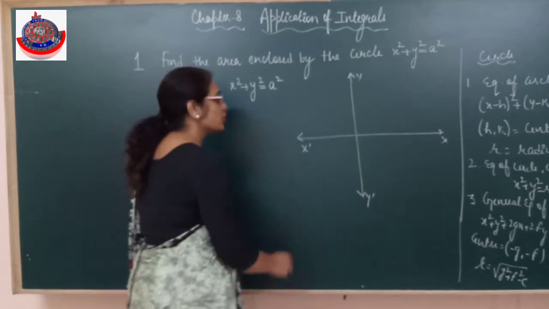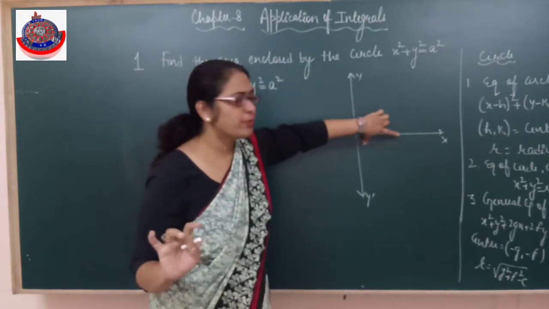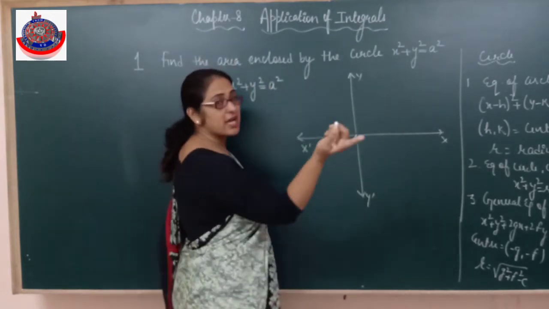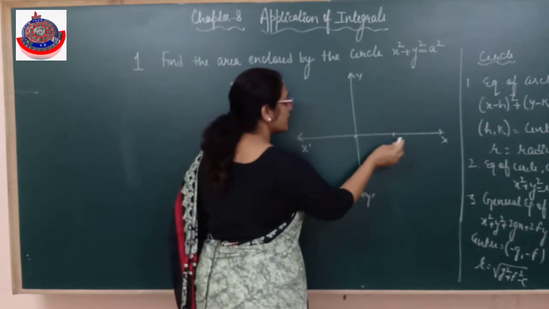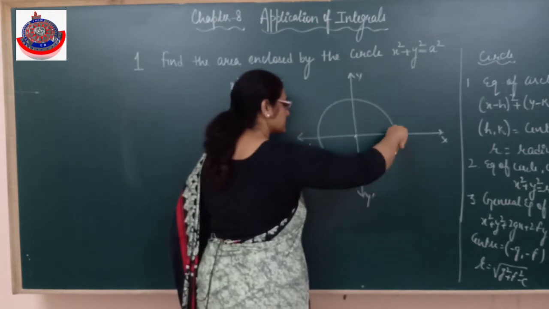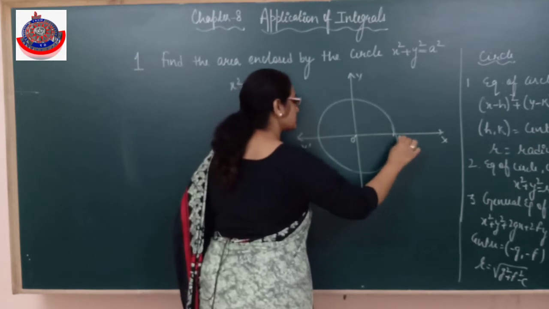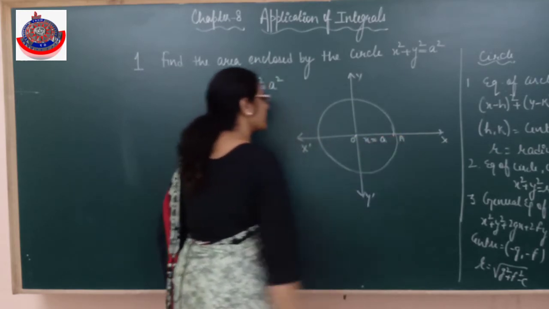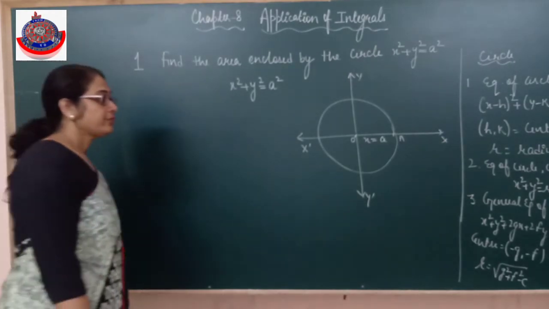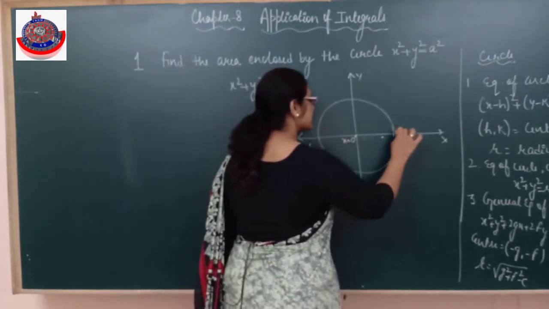So if I draw the circle, (0, 0) is the center. How do we draw the circle? I'll put a compass, open it to whatever the radius is, and draw. Because a is an unknown value, I'll assume the radius is up to here. So the equation of this circle is going to be like this. This is x is equal to 0, this is x is equal to a.